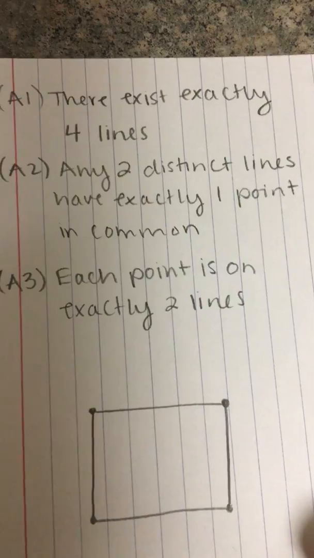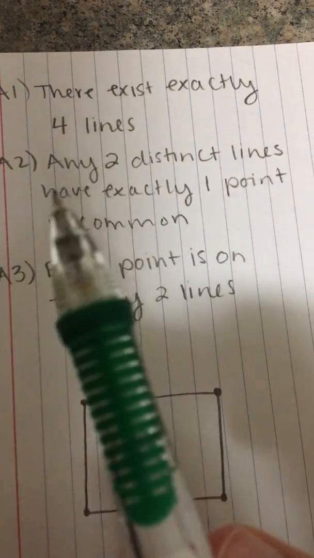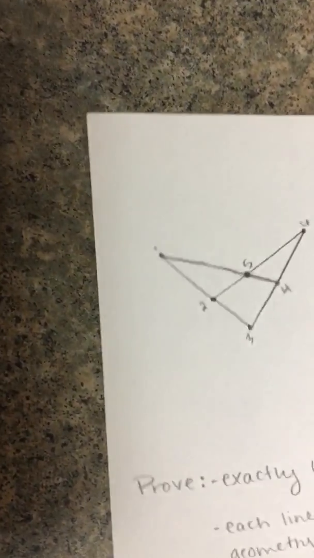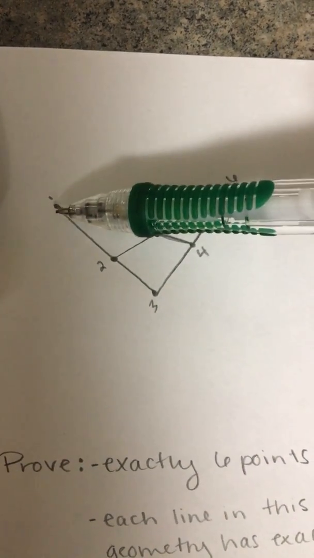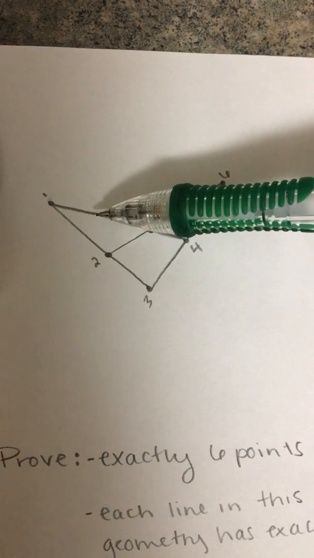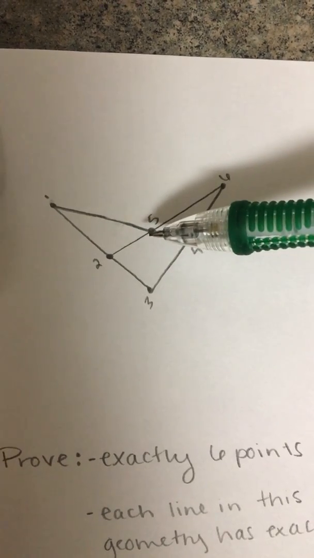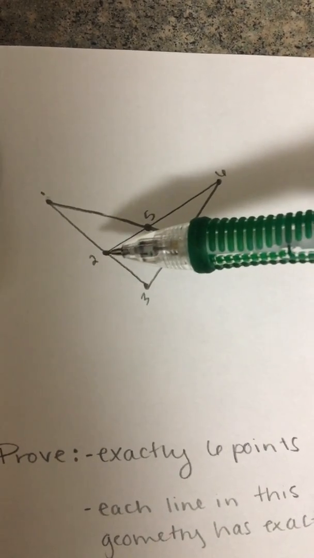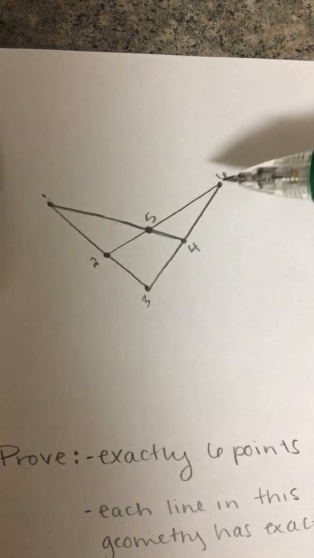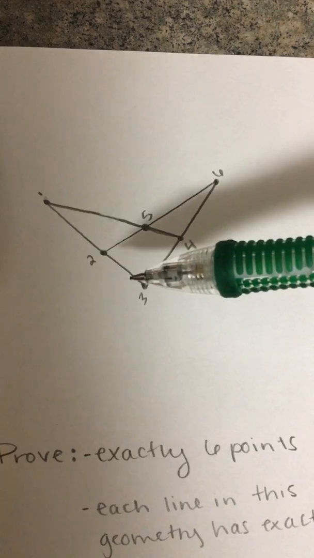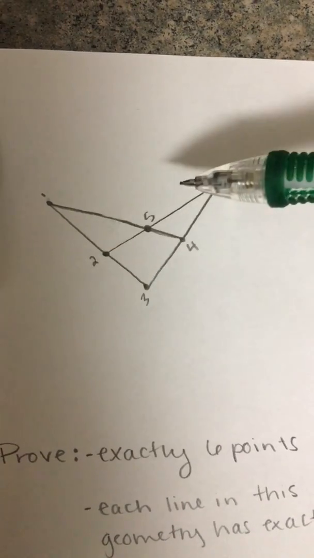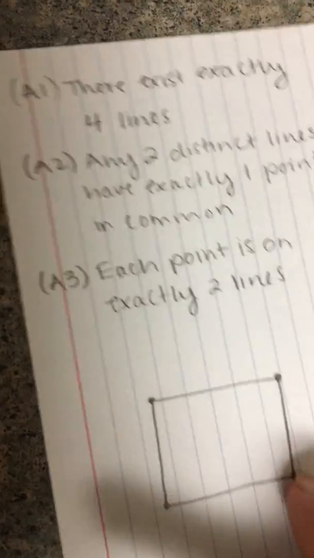And if we double check right here, any 2 distinct lines have exactly 1 point in common. So these 2 lines have this point in common, but then these 2 lines have this point in common. These 2 lines have this point in common. These 2 have this point. These 2 have this point, and then these 2 have this point. So we're not doubling up on any lines, so that still checks out and works.